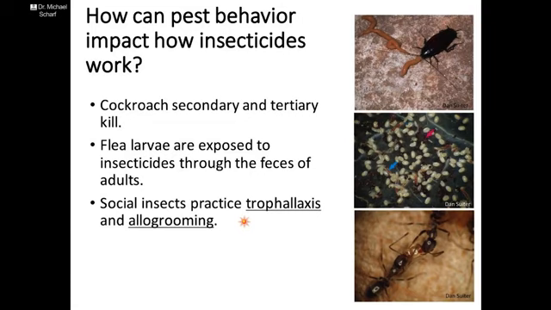And then social insects practice trophallaxis and allogrooming, which I'm sure Bob Vandermeer is going to talk about the next time this webinar meets. But trophallaxis and allogrooming really enable insecticides to move through social insect colonies very well. That's why we have things like fipronil, Termidor, oops, I named the product there, but fipronil and other soil insecticides that are non-repellent and can move from one insect to the other very well.